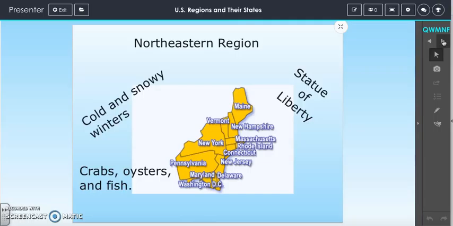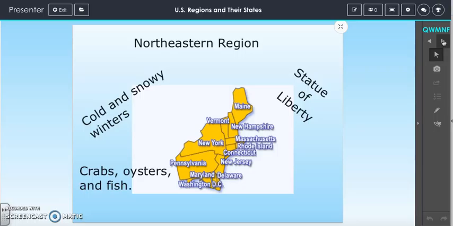The last region is the Northeast region. This region has most of the smaller states. There's cold and snowy winters and mild to hot summers, depending on the day and the area you're in. One of the landmarks is the Statue of Liberty. And this is where we get a lot of our seafood, the natural resource of seafood, where we get our crabs, our oysters, fish, and our lobsters mostly come from Maine.